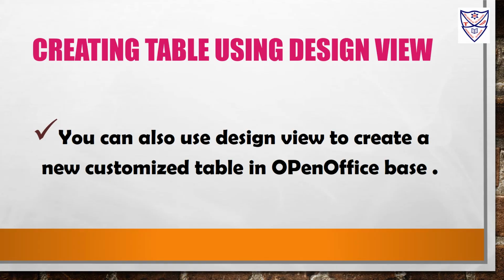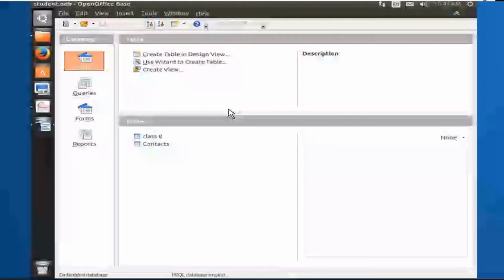Creating table using design view. You can also use design view to create a new customized table in OpenOffice. Click on the Create Table in Design View option in the Tables task section. A new blank table will appear in the design view as shown in the figure. The table design view shows 3 columns: field name, field type and description.